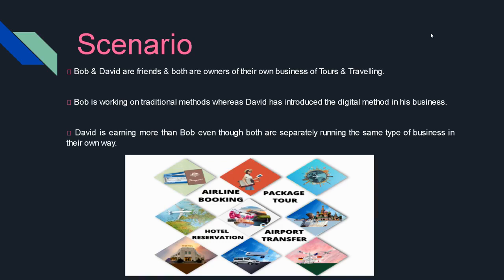That is why David gets more business than Bob, because Bob has to run around, has to do the physical evidence part and the physical documentation, which takes time, and that is why he's earning less. So that is why digitalization is a very important part, a key ingredient in the growth of business life.